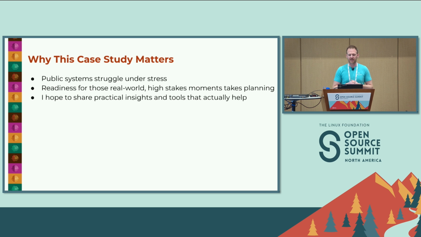And I'm hoping that this session can plant the seed of planning so that people can get ahead of the next emergency that happens. So I really want to promote readiness for the real world things that could happen, and also share some practical insights.